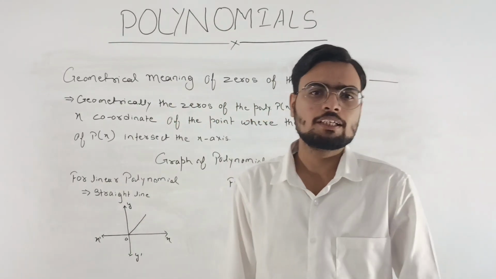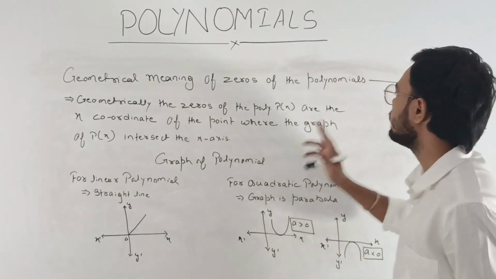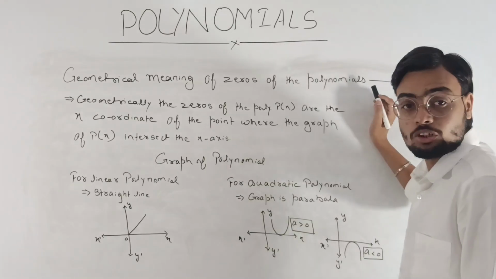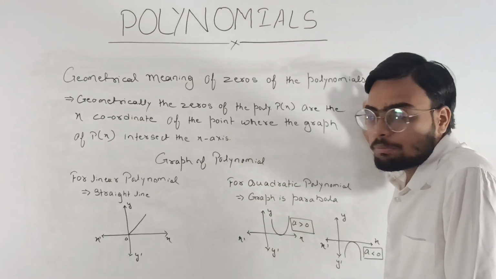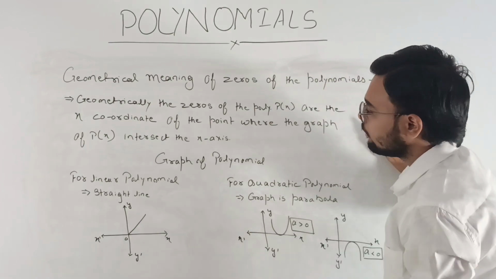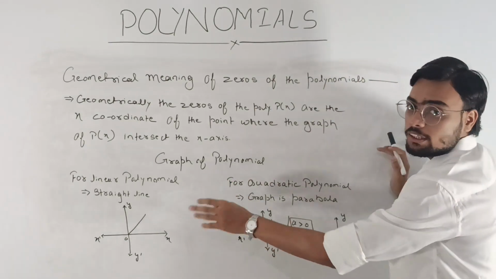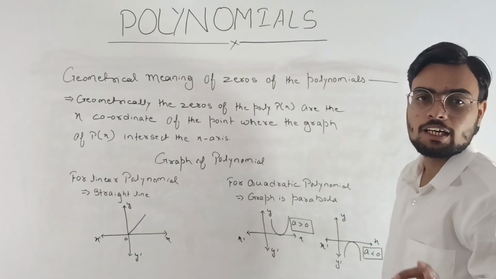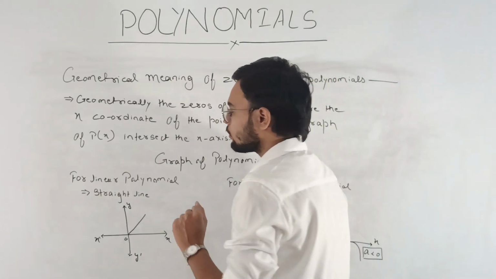Now let's move toward our next topic, that is the geometrical meaning of zeros of a polynomial. This is the first topic of our class 10th. But before understanding this, first we look at what the graph of a polynomial is. Now look, a linear polynomial means where the degree is 1. The polynomial whose degree is 1 is called a linear polynomial.